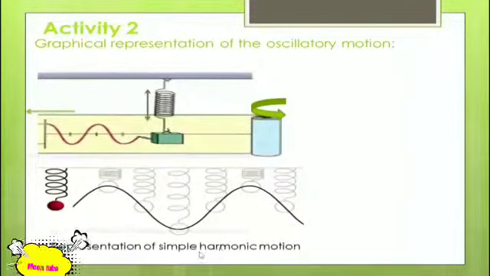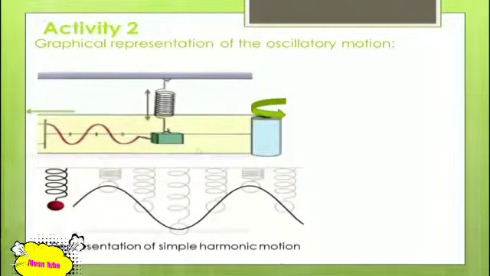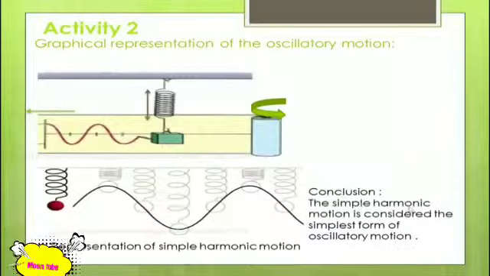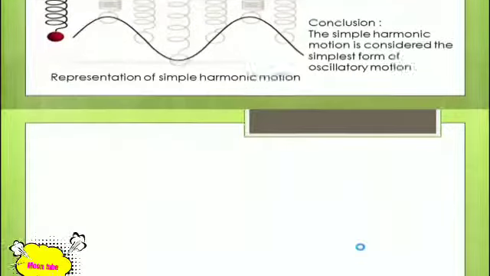This graph represents the simple harmonic motion. When the spring goes up and down, it draws this graph. This graph is a graph of the simple harmonic motion. So, the simple harmonic motion is considered the simplest form of the oscillatory motion.